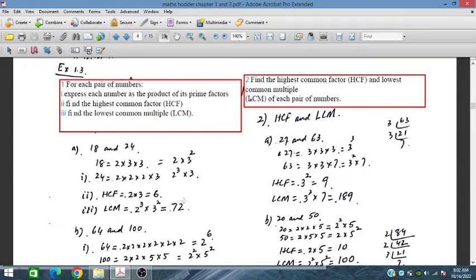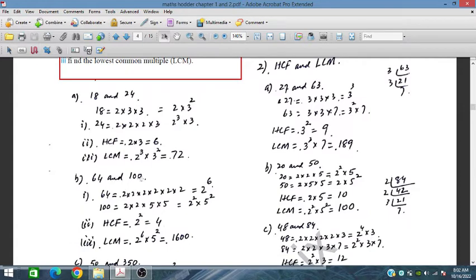This is LCM. Similarly for part B, 6400, we take out the factors of 64. This is 2 power 6, and 100 is 2 power 2 into 5 power 2. So this 2 power 2 is common in both of these, so this is the highest common factor. Similarly for LCM, this is 2 power 6 and this is 5 power 2. This is the LCM: 2 power 6 and 5 power 2.